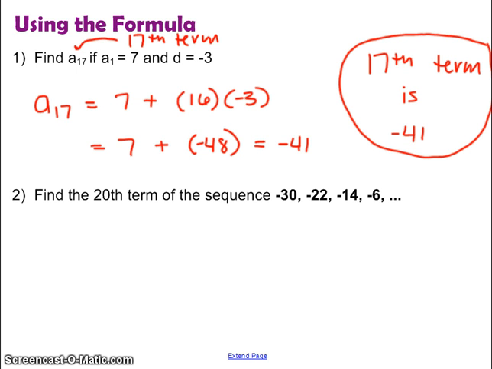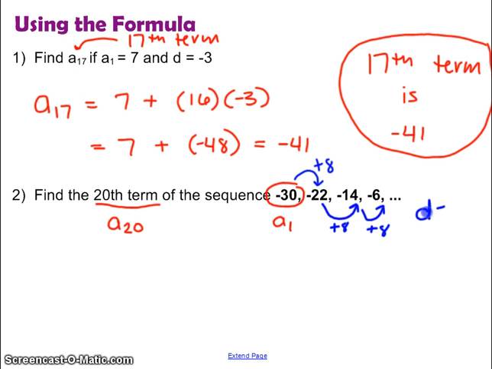In number 2, we want to find the 20th term of the sequence negative 30, negative 22, negative 14, negative 6, etc. When we see the 20th term, that means that we're finding a sub 20. And if the sequence starts with negative 30, that means that negative 30 is a sub 1. What we don't know is the common difference, but we can figure it out. When you go from negative 30 to negative 22, you add 8. When you go from negative 22 to negative 14, you add 8. Same thing going to negative 6. So that means that our common difference is a positive 8.